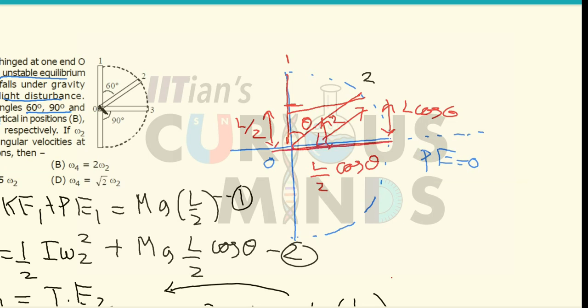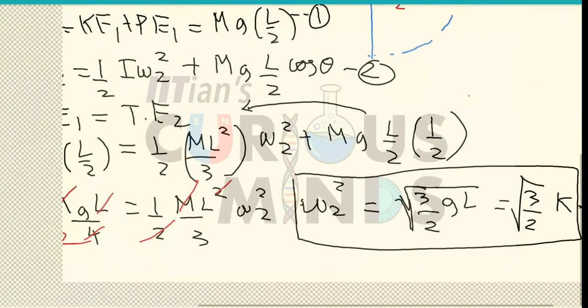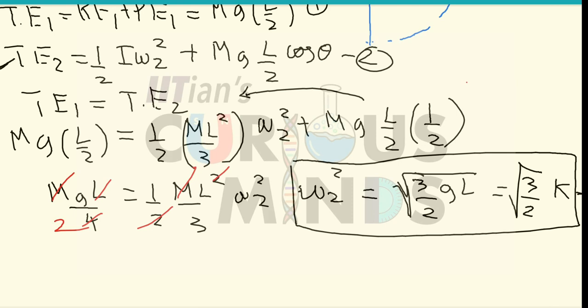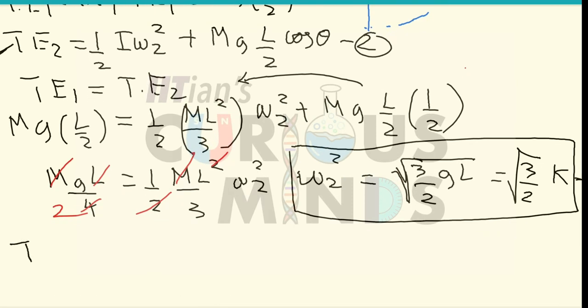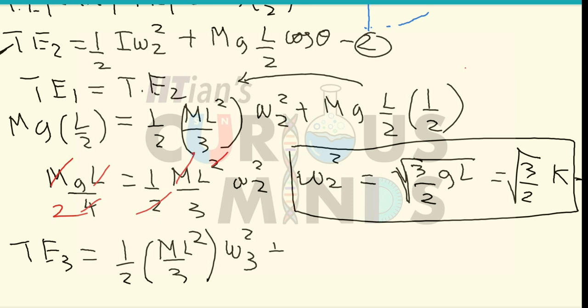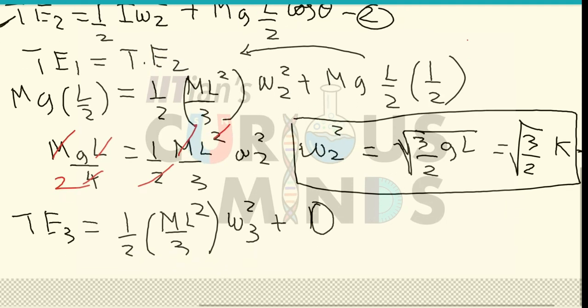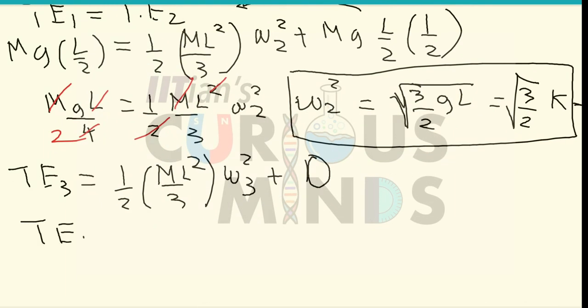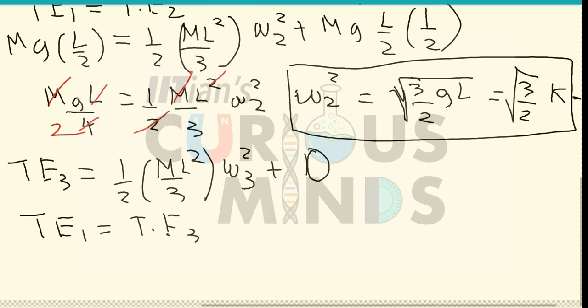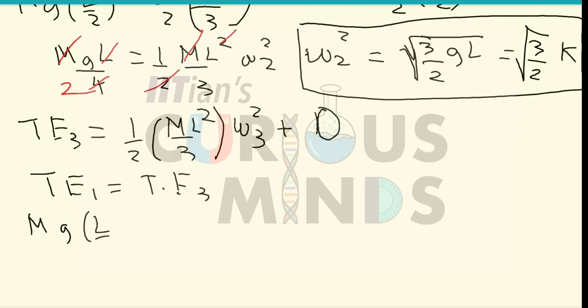At position 3, theta is equal to 90 degrees, so cos 90 will be equal to 0. I will use the same equation which I used to find the total energy at point 2. Total energy at point 3 will be equal to half ml square divided by 3 into omega 3 square plus mgl cos theta, and cos 90 is 0, so that term is 0. Now total energy at point 1 will be equal to total energy at point 3. Total energy at point 1 is mgl divided by 2, and at point 3 it is equal to half ml square divided by 3 into omega 3 square.